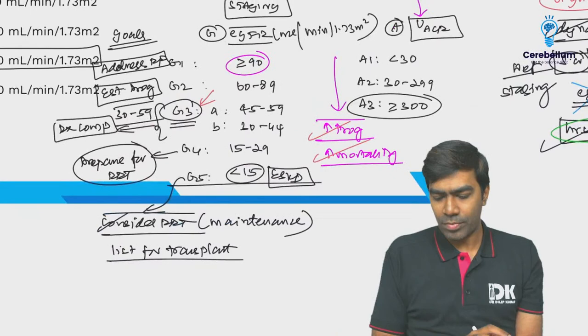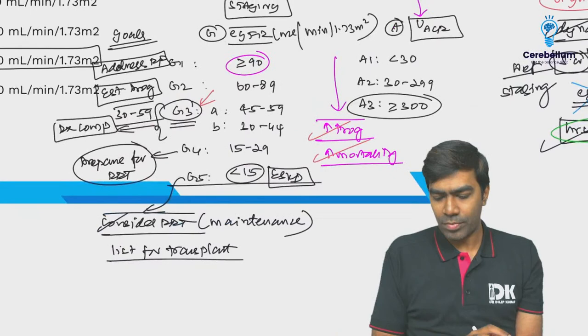Acute cellular rejection versus antibody-mediated rejection. So what will be the clue in antibody-mediated rejection? There will be plenty of clues. There will be capillaritis, and more importantly, C4D staining will be positive. That's the catch in the exam. If they mention C4D staining is there, it almost always tells you it's antibody-mediated rejection.